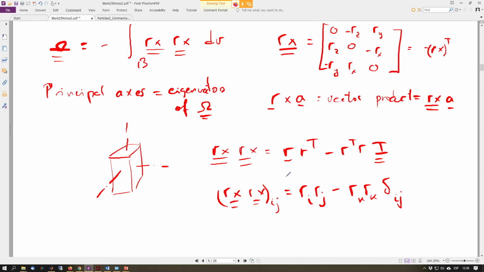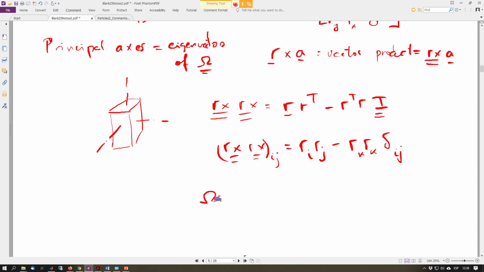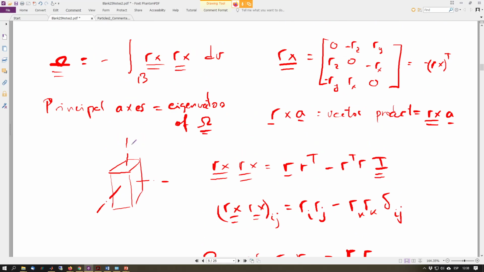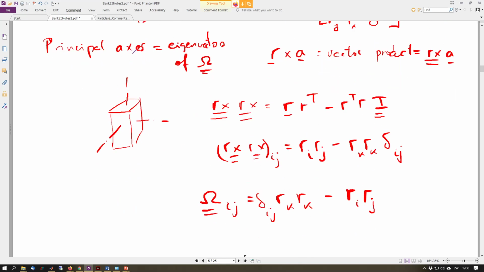In doing that, we would obtain that our inertia, which is minus this product, has component ij that is nothing else than Rk Rk minus Ri Rj, and the first term only whenever we are in the diagonal terms. That's because we have this minus here. So this is the integral of this expression integrated with the density.